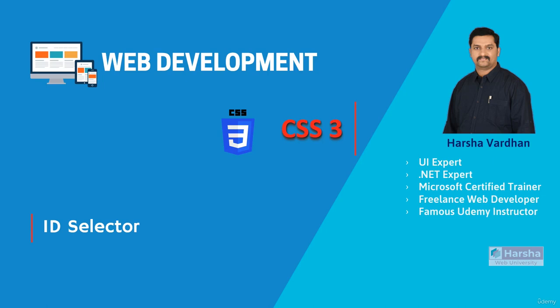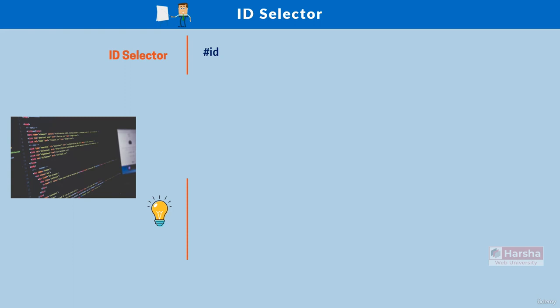ID Selector in CSS3. In CSS, the selector is used to select the elements based on some condition in order to apply the styles to them. Most commonly in the projects, we use three types of selectors. That is tag selector, ID selector, and class selector.